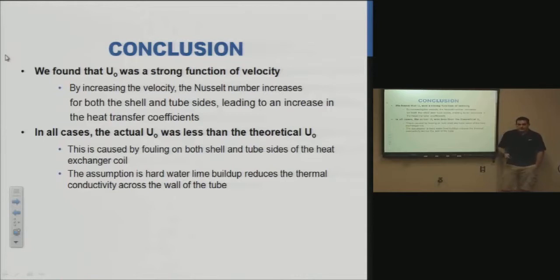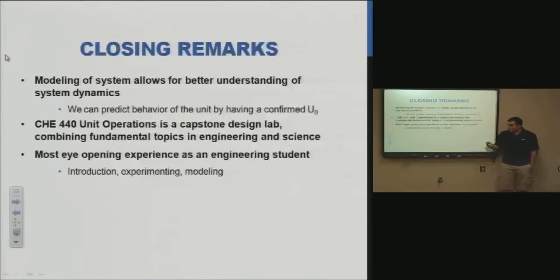Further, in all cases, the experimental U-naught was less than theoretical. This is because the system could have had some excess fouling, or the flow rates weren't exactly tuned, and so there was going to be a slight difference in correlated data there. And so finally, a few closing remarks. The modeling of the system really allows us to better understand the system dynamics. So we could, at this point, have changed the flow rates from 1 and 5 gallons a minute to, say, 2 and 10 gallons a minute, and had a better idea of what the driving force or the temperature difference would have been, now that we have an accurate model.